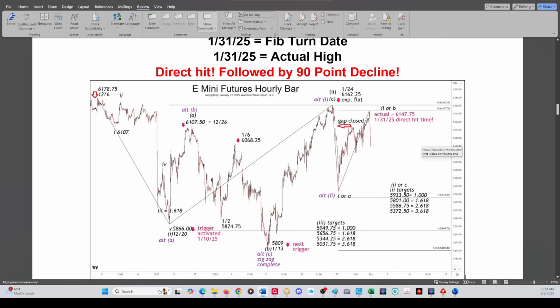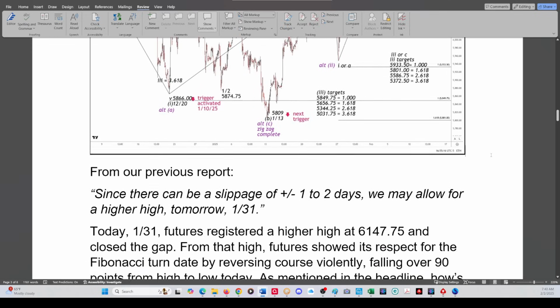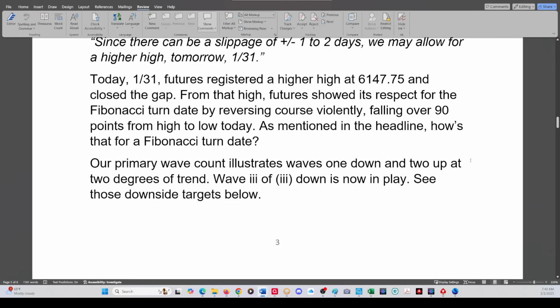There's our wave 3 targets in parentheses. This is wave 1 down right here, 2 up in parentheses there, 3 down here. Okay, and then we've got a 1 down here and a 2 up here, and then there's the wave 3 targets there. Okay, and we've got them on the chart right there. Okay, so that's what we're looking at there.